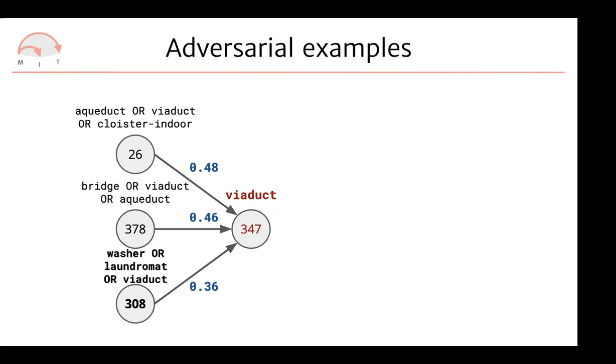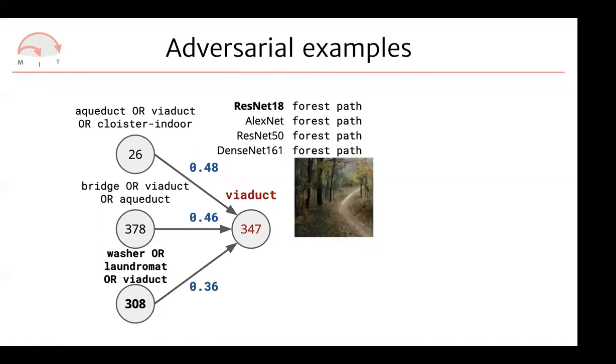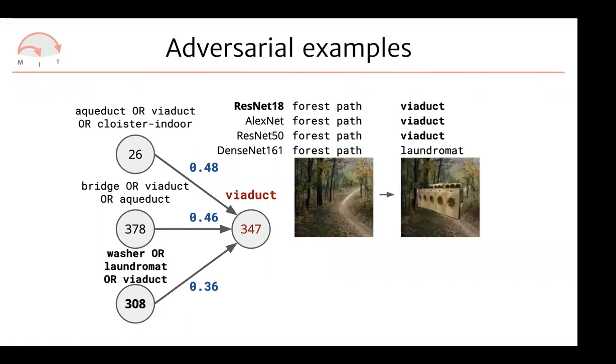So knowing that this neuron that responds to washing machines is connected to the viaduct label at the output, we can do the following. We can take an image of an outdoor scene that not only the model we're looking at here, ResNet 18, but every other image classifier that you train on this Places dataset labels as a forest path. We will insert into this outdoor scene a bunch of washing machines. And now not only the model with this particular circuit that we're looking at on this slide, but a bunch of other models trained on the same dataset confidently classify this image as an image of a viaduct.